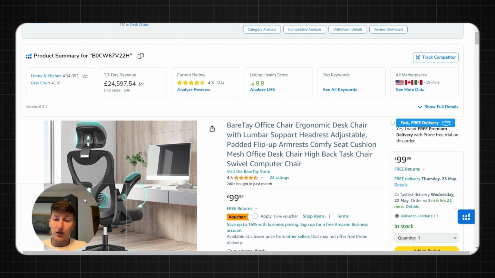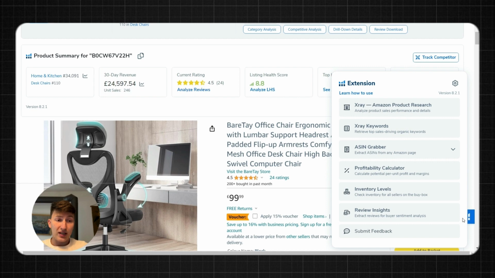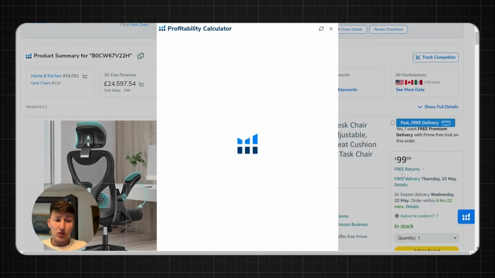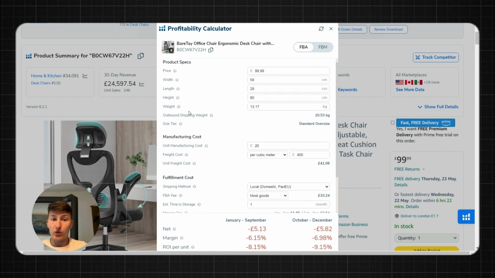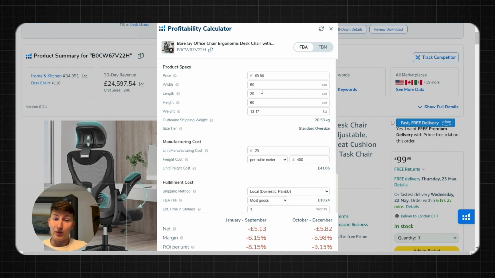Here is the Chrome extension, and you click on profitability calculator. Here you have the selling price. Here you have his specific width, length, height, weight. That's all you have. And now have a look: maybe your product is smaller, it's better packed than his product.